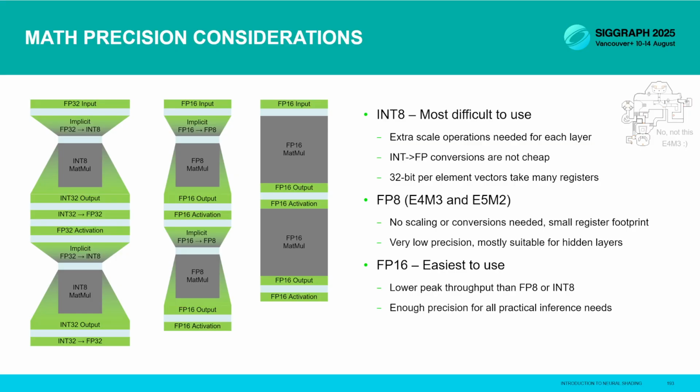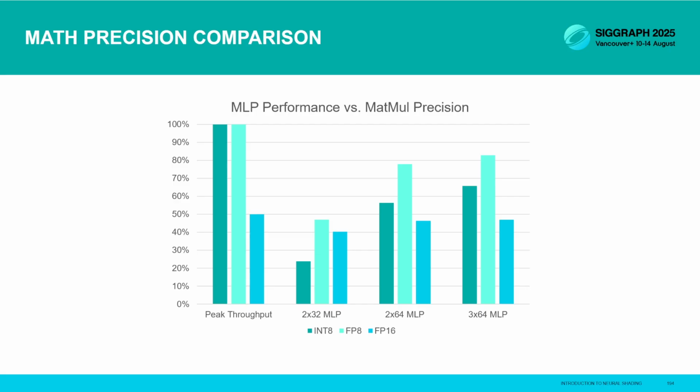Finally, 16-bit floating point is the easiest to work with. There are no conversions necessary, and the precision is good enough in most cases. But the peak throughput of FP16 matrix multiplication is lower, making networks implemented in FP16 somewhat slower than those using int8 or FP8. Here is a comparison chart showing the relative performance of different sizes of MLPs with simple activation implemented using these three data types. As you can see, FP8 always wins in performance, but FP16 and int8 switch places when the complexity of the MLP increases.